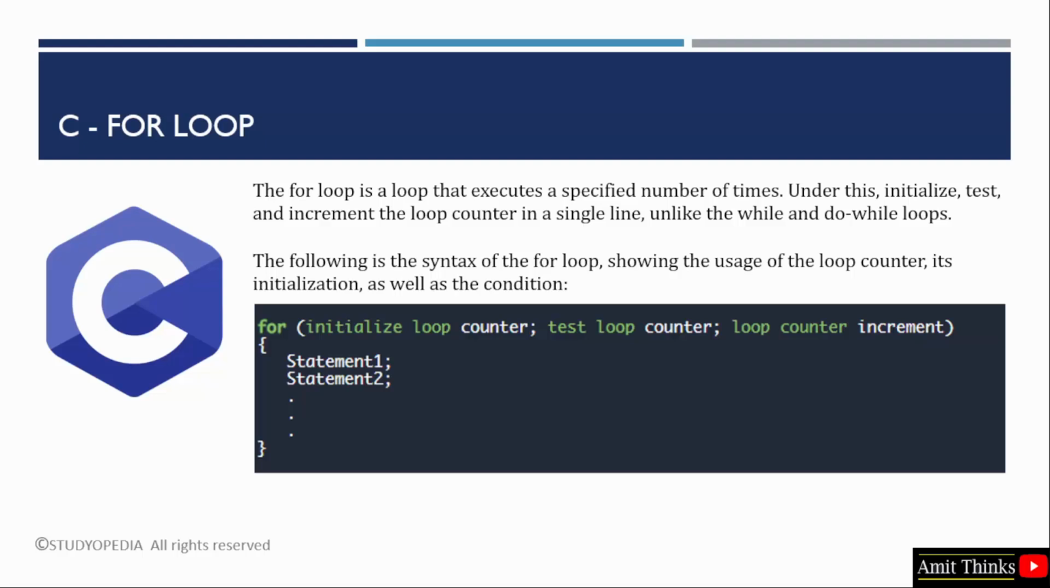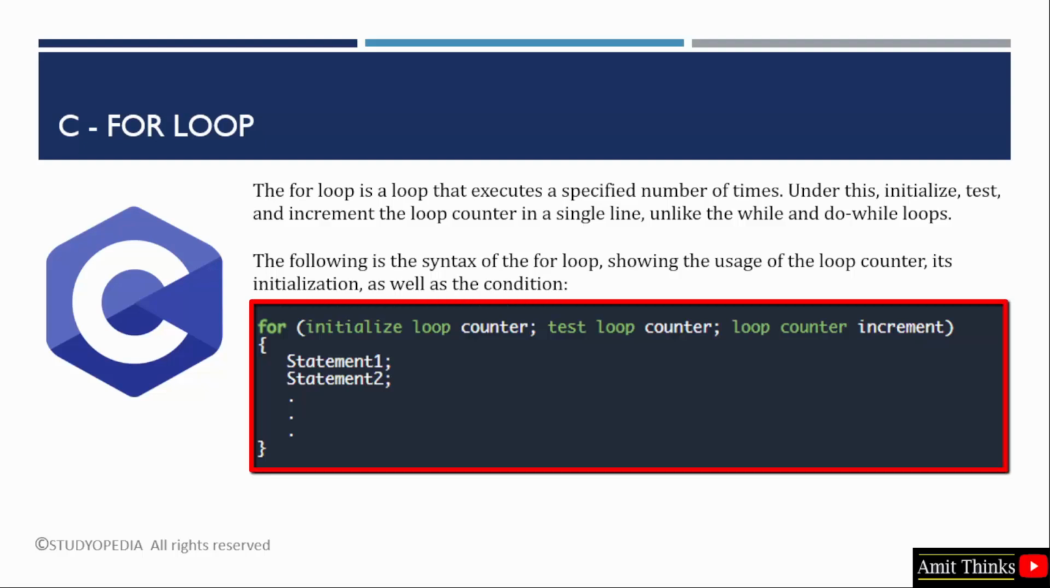Now let us see the for loop in C language. The for loop is typically used when you know in advance how many times you want to execute a statement or a block of statements. Here is the syntax. Under for, you need to initialize the loop. Then you need to test the loop with the condition, and after that you need to increment the loop. When the condition is satisfied, the statement inside it will get executed. Let us see an example.